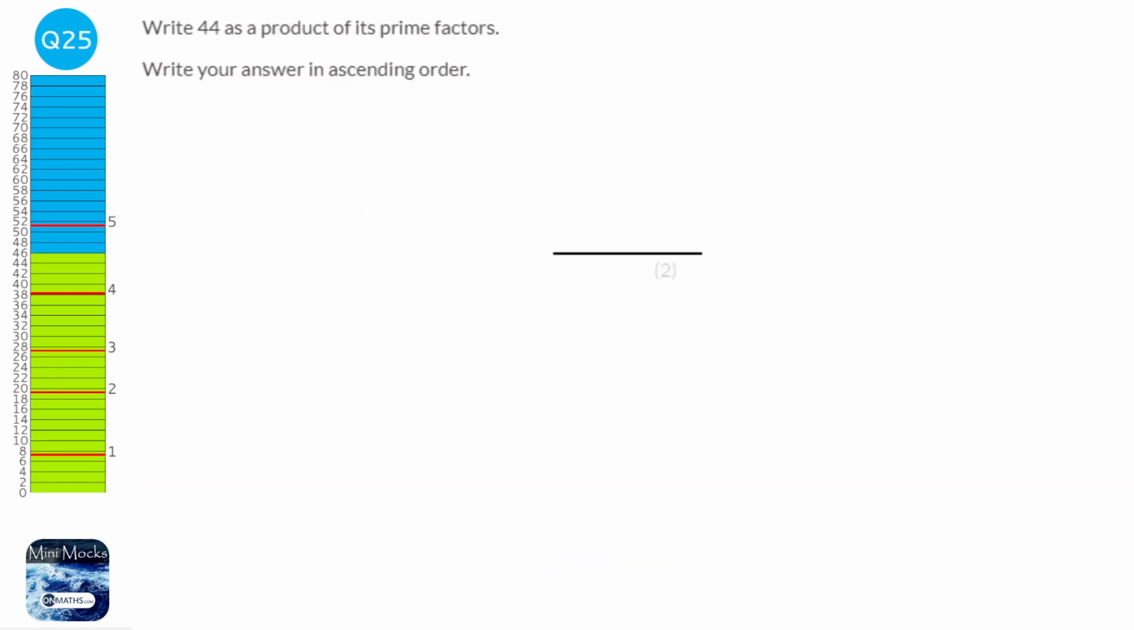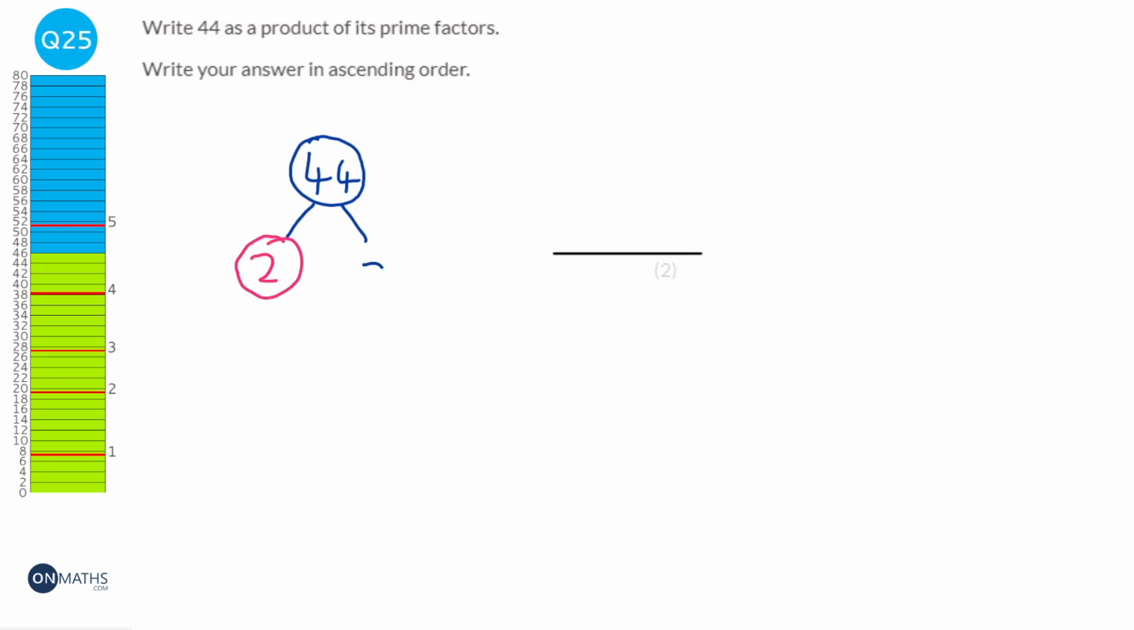There are a few different ways of finding the product of prime factors. I prefer using the bubble technique. We write the number out and put a bubble around it, and we split that number into two numbers that multiply together to make that number. I always pick the smallest I can on the left-hand side. The smallest I can think of is 2, and 2 times 22 is 44. Now we think about 22, and that's 2 times 11.